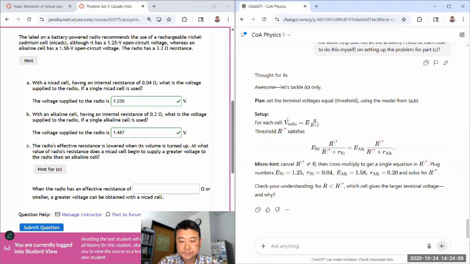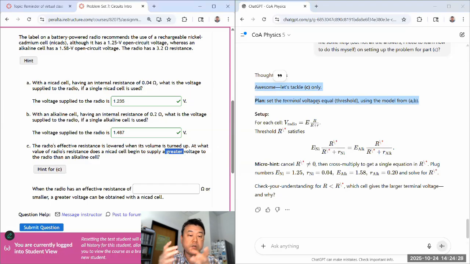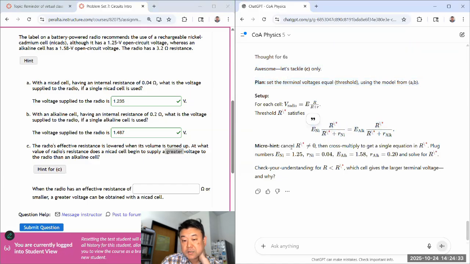So I think it should have just stopped here. Maybe you got confused by the word greater and didn't realize that there's a condition that you can use to set up an equation. Now I think this is too much because it's given you all the steps: you set it up, and then the threshold R satisfies this. So cancel R not equals 0. Yeah, so cancel that and that.